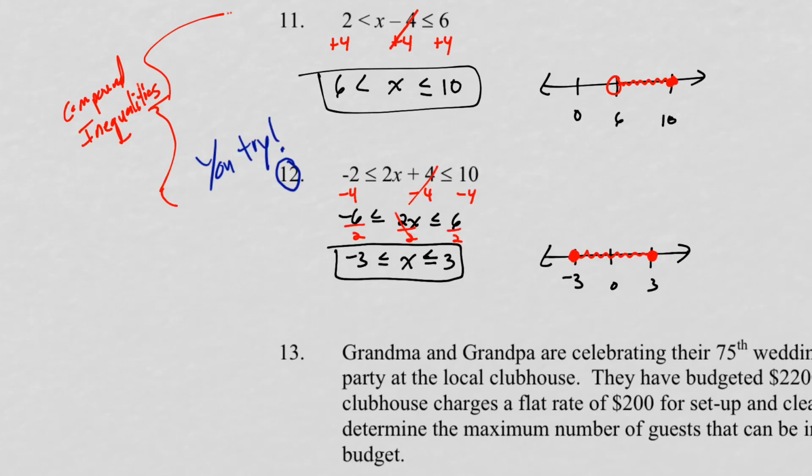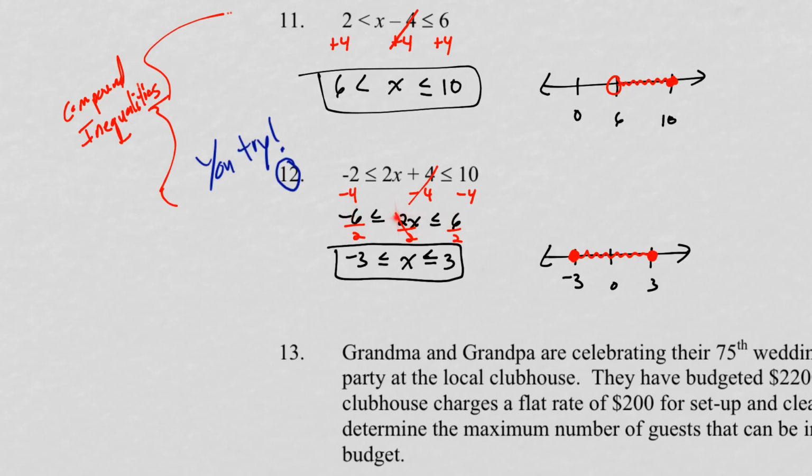Okay, so here's the solution for number 12. Hopefully you're done by now. Notice that I subtracted 4 to get x by itself, so I have to do it everywhere. And that produced a -6 here and a 6 over here.